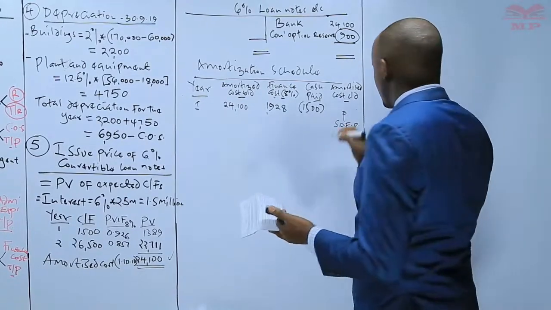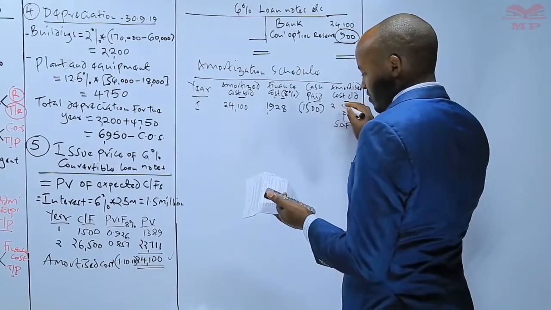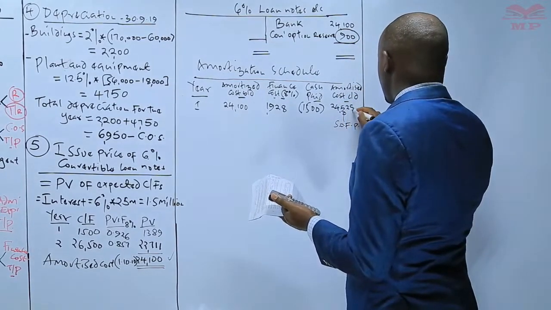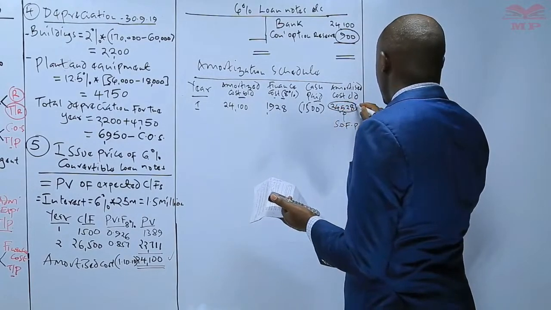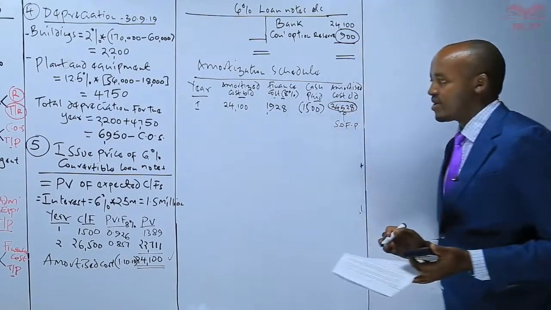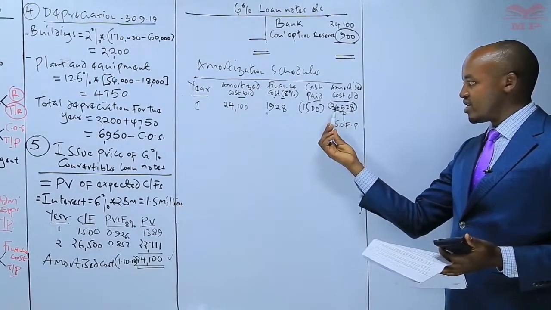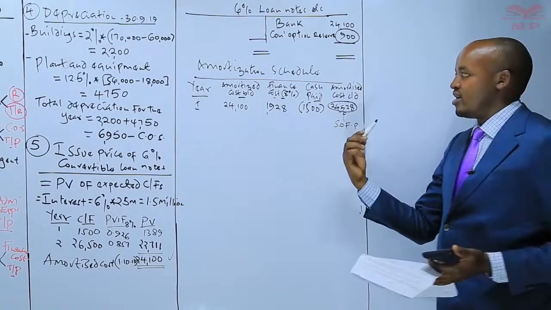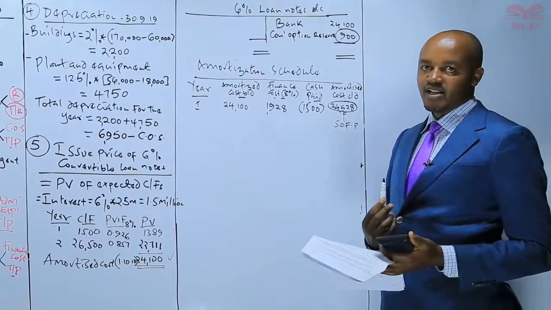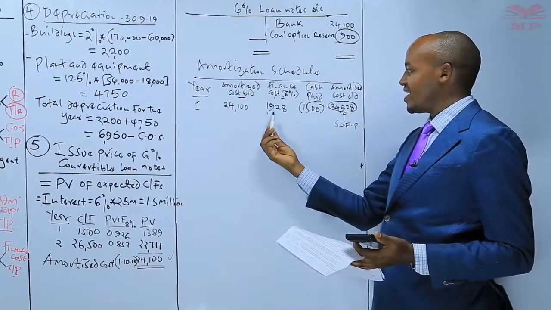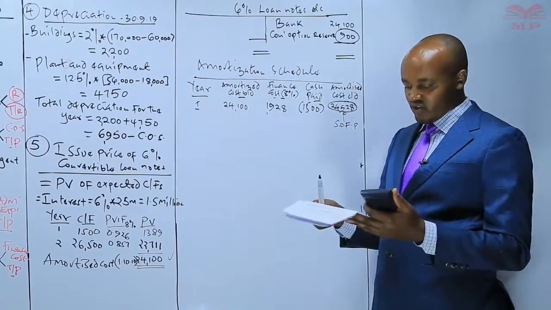Yes, and we get 24,528. So what that means is that this 6% loan notes will be reported in the statement of financial position at that value. The amount which will be accounted for as a finance cost in the statement of profit or loss is the amount of 1928.